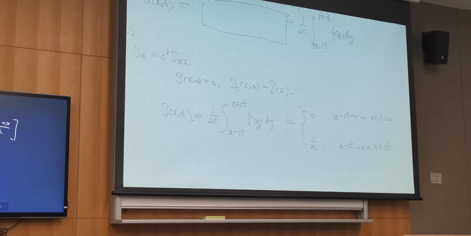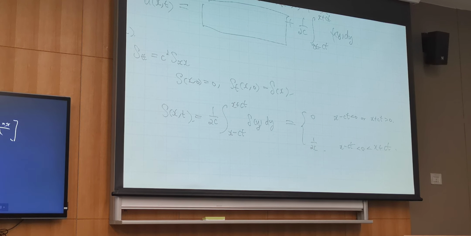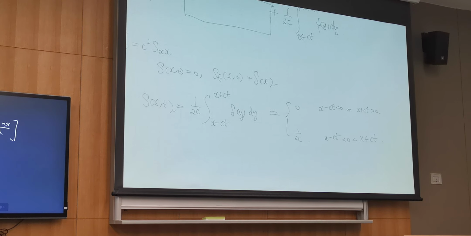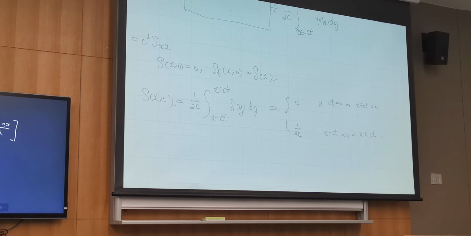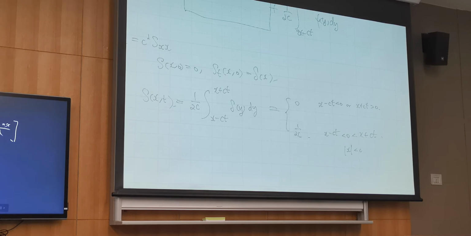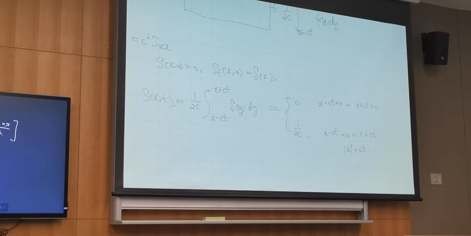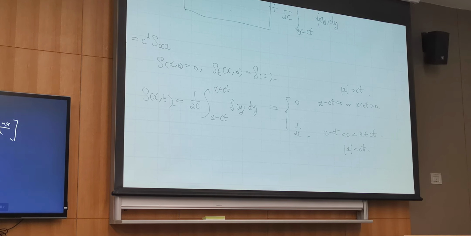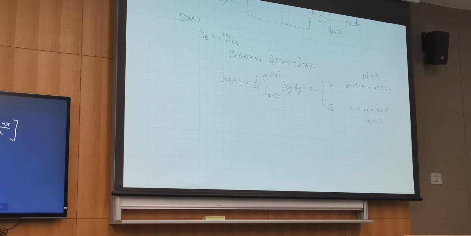So what does that mean? Here, this means that the absolute value of x is smaller than ct. Otherwise, the absolute value of x is larger than ct. So what does my S(x,t) look like?